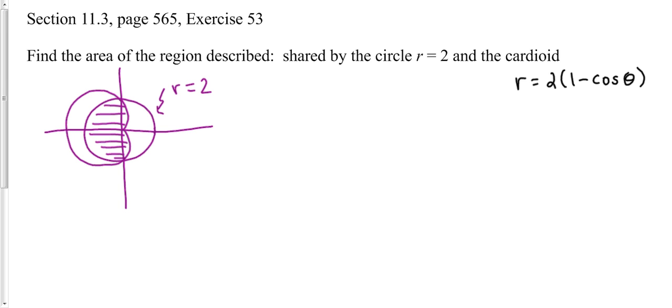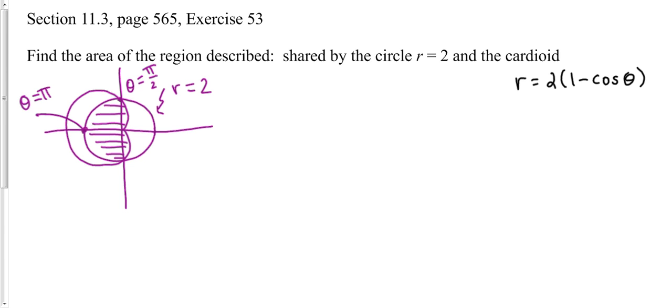There are a couple of complications. For instance, this point up here is going to be theta equals pi over 2, and this point over here is going to be theta equals pi. My first problem is that half of my area lies below the x-axis, and if it's negative, everything may cancel out. So I'm going to start by only focusing on the area above the x-axis, and then I will double whatever area I find.